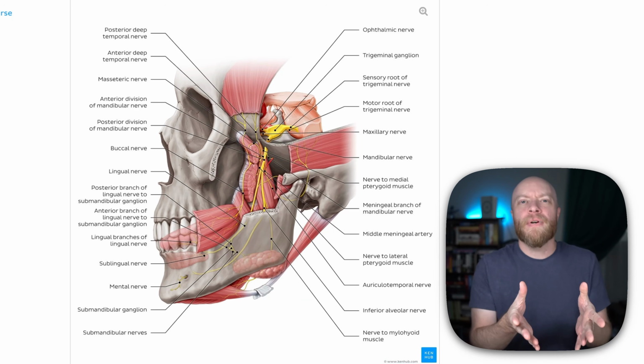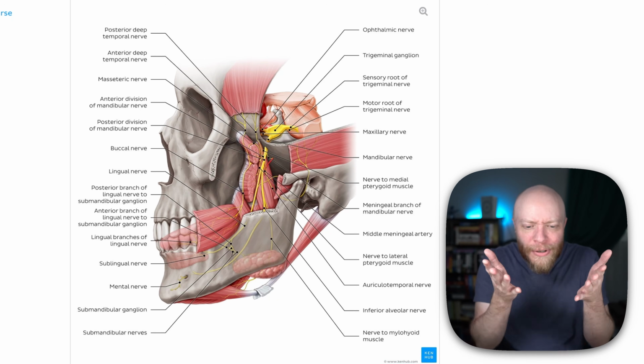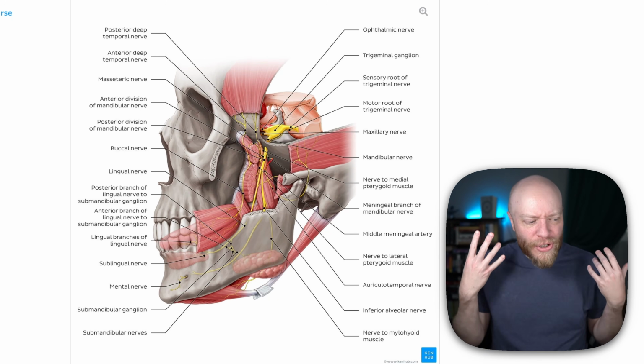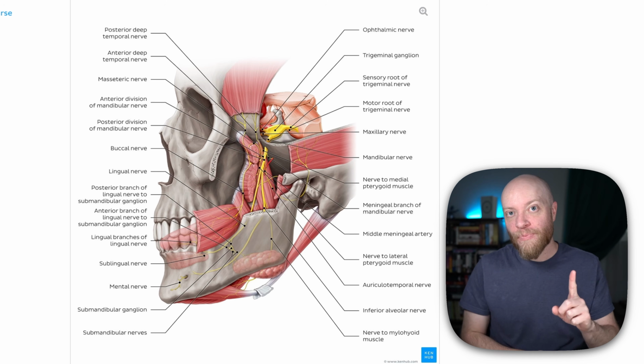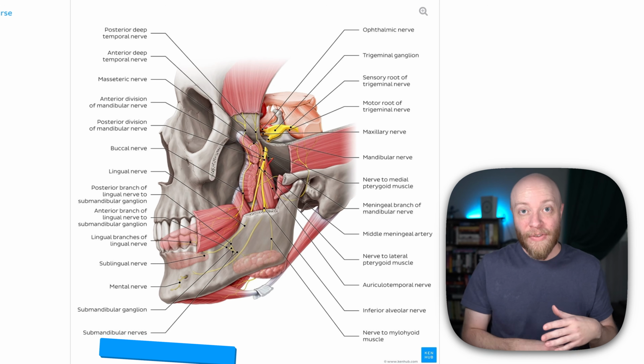I want you to just soak this in for a moment. You know, just sit back, look at it, and just observe the sheer amount of information that is packed on this one image. Because I once knew a person who told me that they seriously questioned going to dental school once they had to start learning the trigeminal nerve.